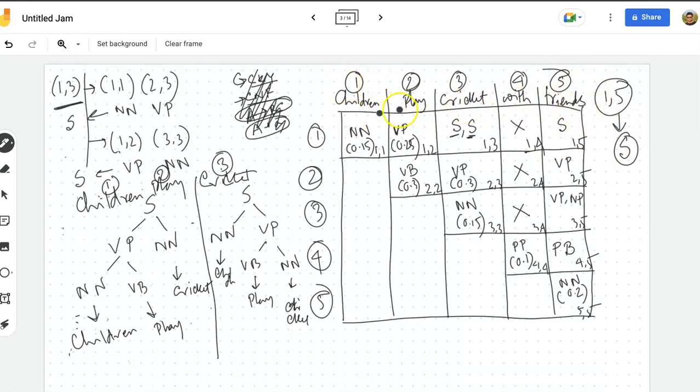But if your sentence is only up to this part, "children play cricket", then there will be two different ways to parse the sentence. For the full sentence, there is only one way to parse it. So this is the meaning. If you fill the whole table at home as an exercise, you can find this.